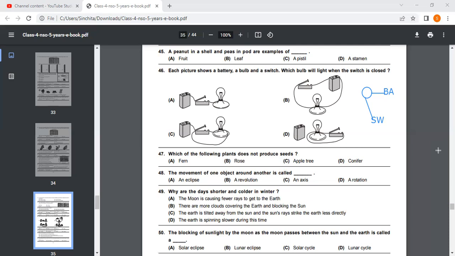Look at the connections from the bulb and the battery. Then only you can get the correct answer. Ma'am? Yes, Debangshu, tell me. Ma'am, I am Shruti. What is the meaning of conifer? Wait, I am telling you. Let Debangshu answer this question. Debangshu, tell me which picture is showing a connection both from the bulb to the switch and from the battery. Ma'am, option A. No. Option A, again the connection is through the switch. I want the connection which one will be. Ma'am, B. Excellent. It will be B.